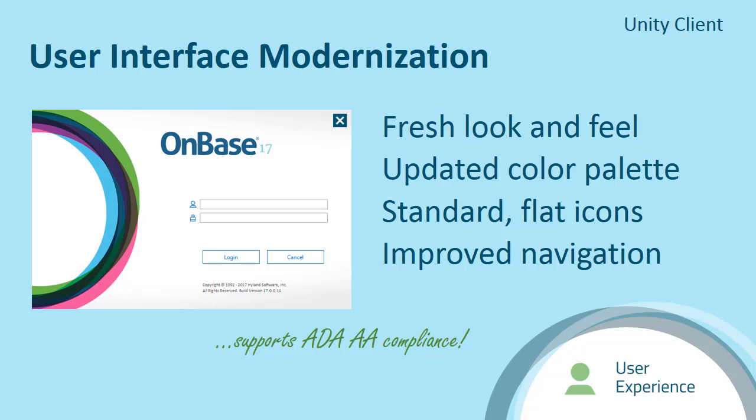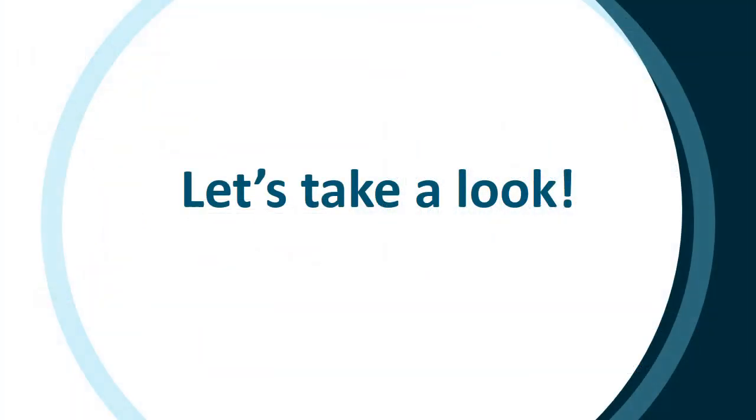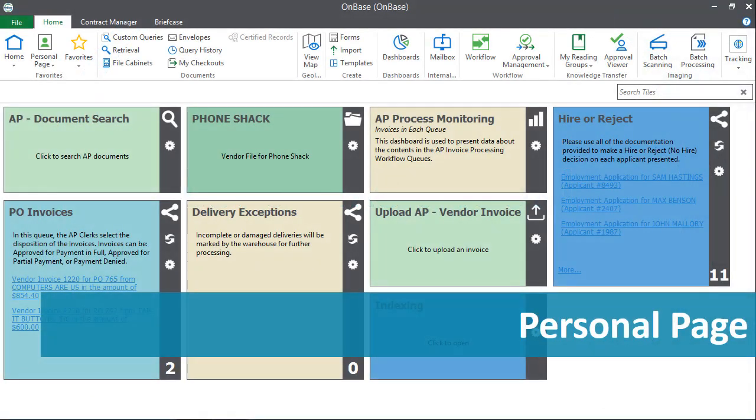The colors that we've chosen, especially the green that you'll see in the header text, supports ADA AA compliance. And an item of note is that the Unity client team worked really closely with that of the web team so that we could provide consistency across the two clients. So let's take a look. It's really exciting. Here we see the personal page. You'll notice that the tiles have a new flat look and that the tile search is now located in the upper right-hand corner to actually search the content of the tiles themselves.